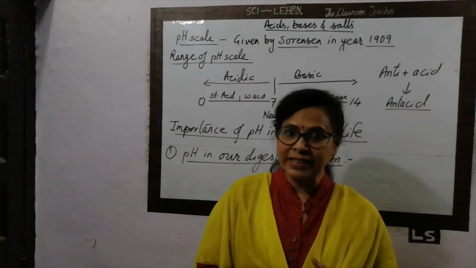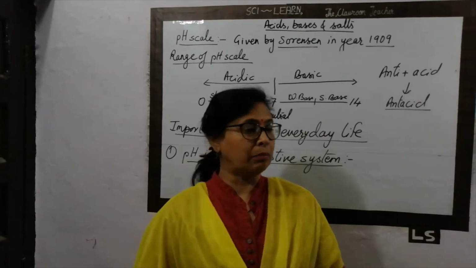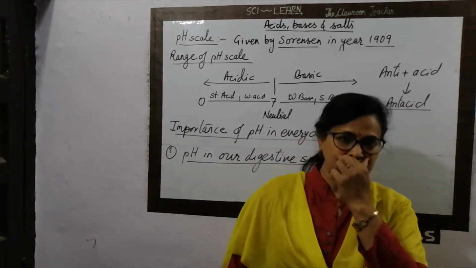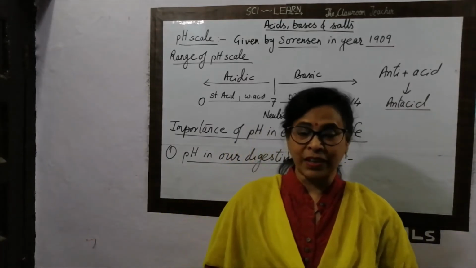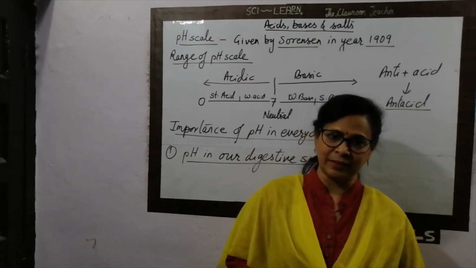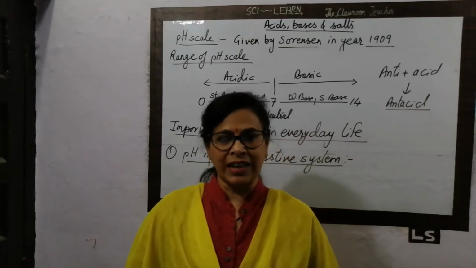Because mild acid is generated in our stomach, we have to use some mild bases, and those mild bases are called antacids. Lots of advertisements on our TV are going on, advertisements of Gasofast, etc. These are all antacids. So you know very well the importance of pH in our digestive system.